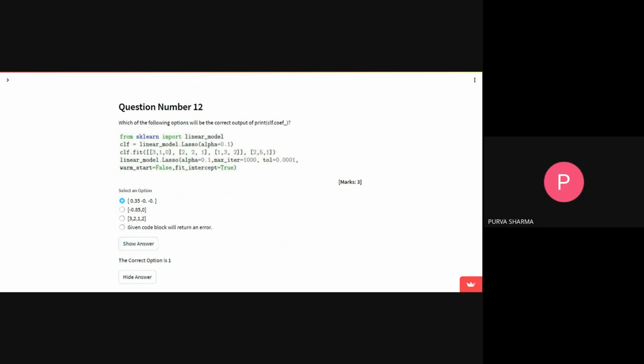Ma'am, in this question, intercept will be 0, right, ma'am? Because we are fitting it. One second. Fit intercept is true. No, it will not be 0. It will be something. If fit intercept is set to false, then it will be 0.